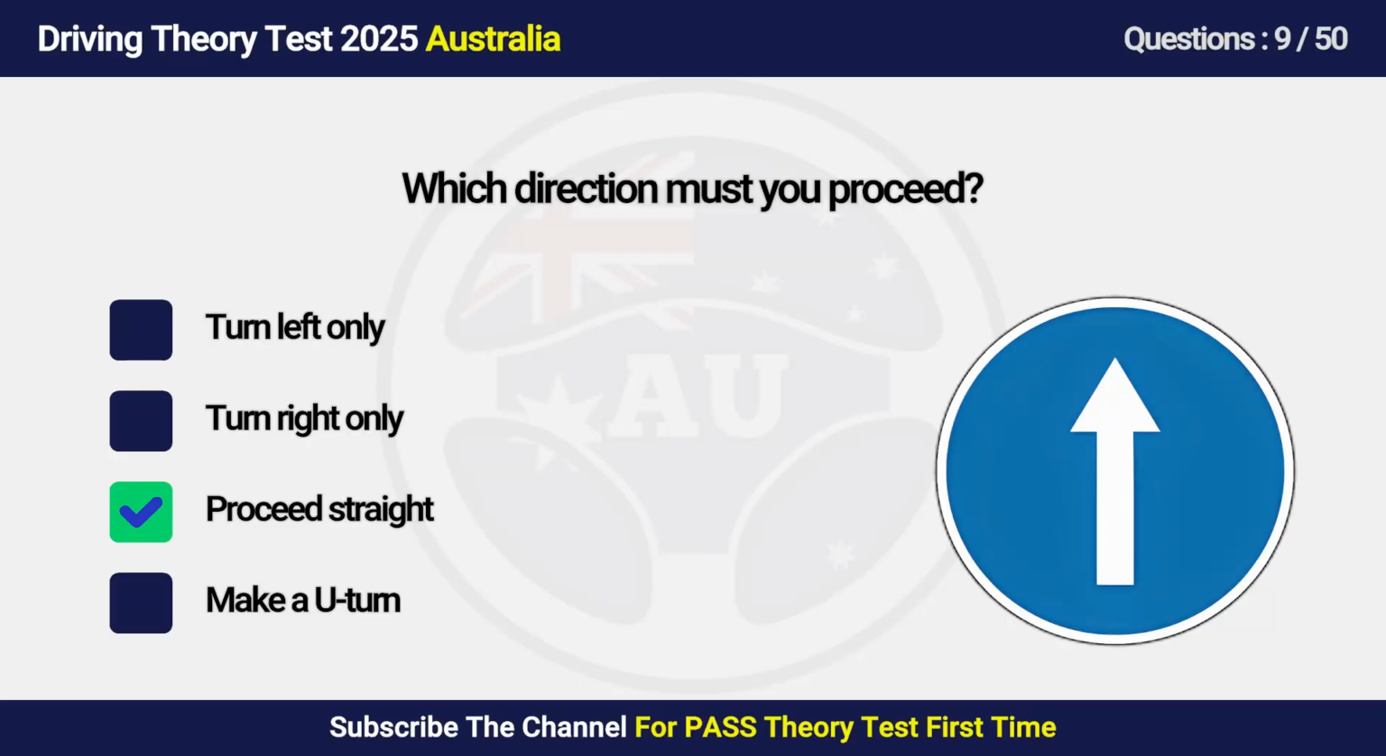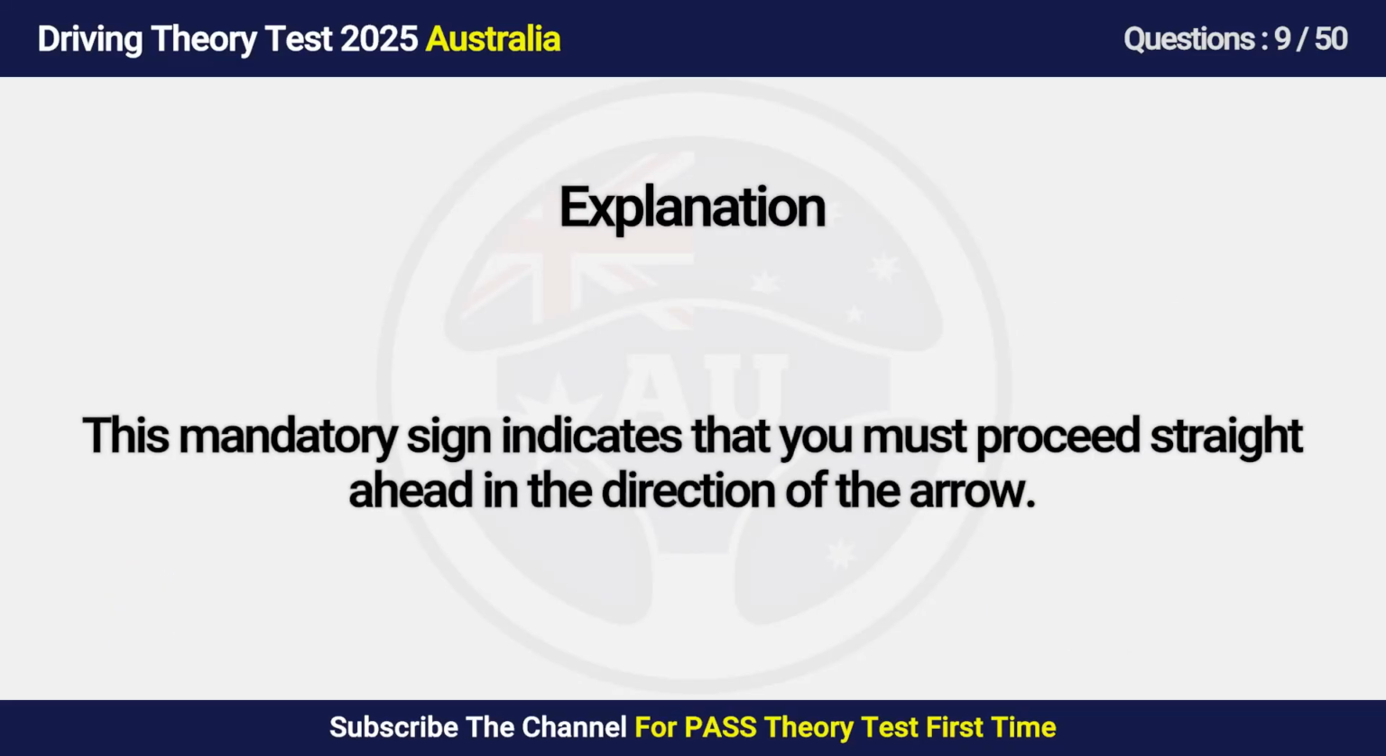Answer is C. Proceed straight. This mandatory sign indicates that you must proceed straight ahead in the direction of the arrow.